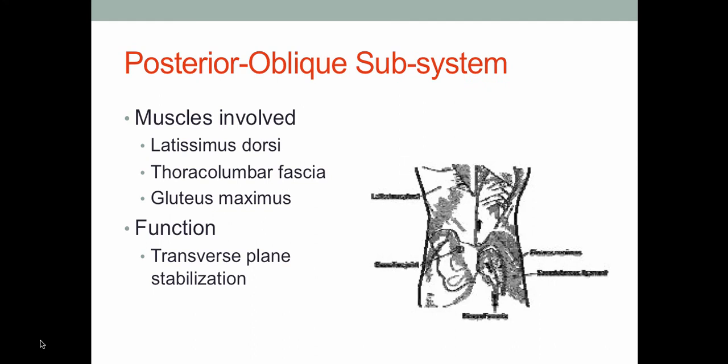The next subsystem that we'll talk about is the posterior oblique subsystem. The muscles involved in this system would be the latissimus dorsi and the gluteus maximus, and then they attach into the thoracolumbar fascia, so that thoracolumbar fascia has a big role in this system as well. The function of this system is to control movement within the transverse plane and to create a stabilization force in that plane. We also see it functioning in the sagittal plane. Now, these muscles provide stability to the SI joint, the sacroiliac joints, where the pelvis meets the sacrum. So if we have an instability there in the SI joint, it's probably due to a lack of function of this posterior oblique subsystem.